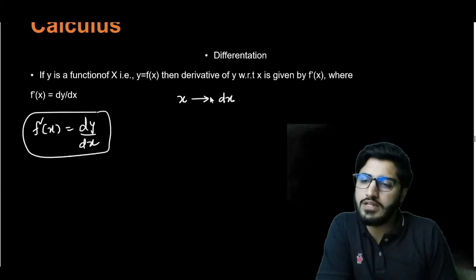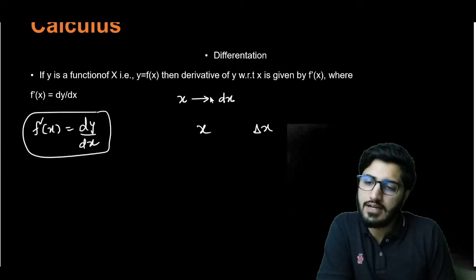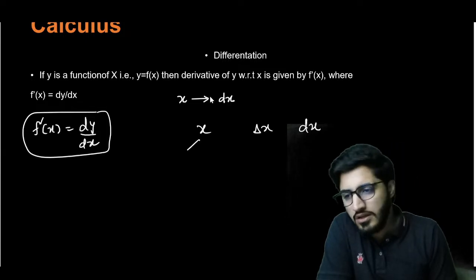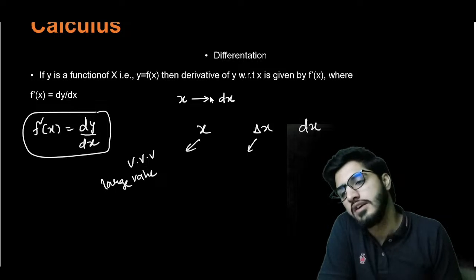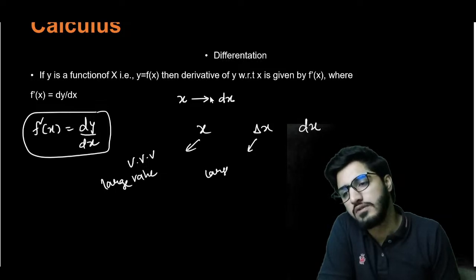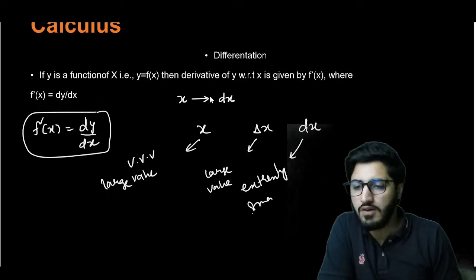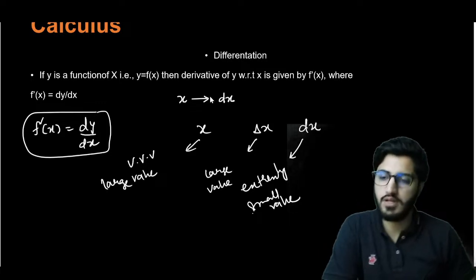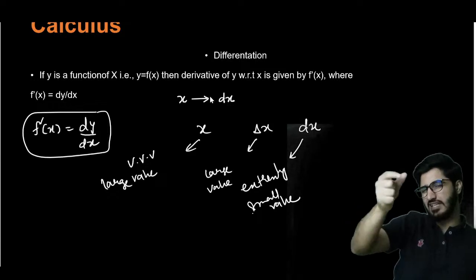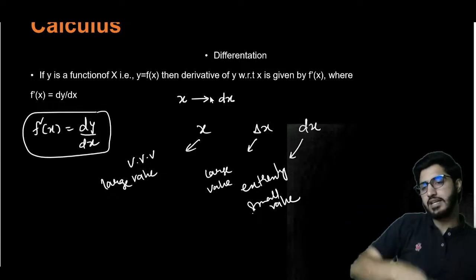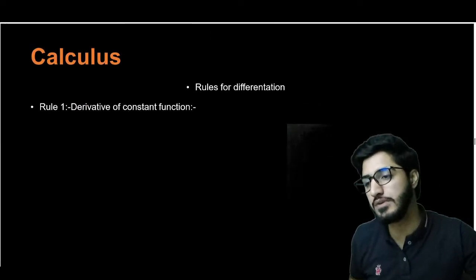Now I can do one thing also. x is a very large value, delta x is somehow a value between a large and a smaller value, but dx is an extremely small value.